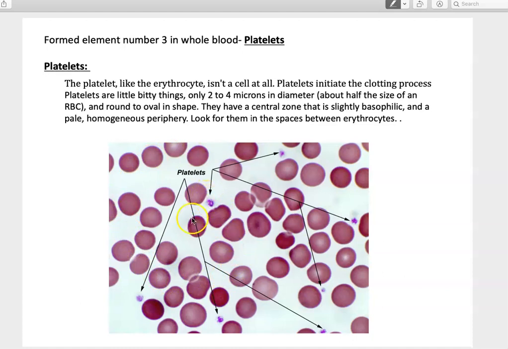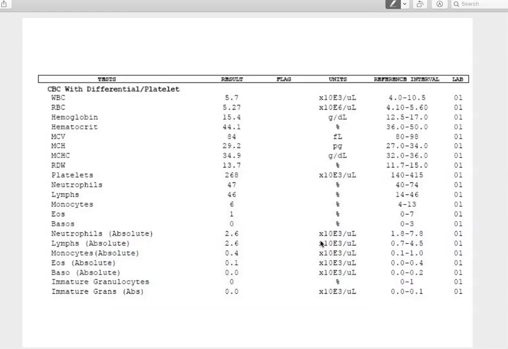So here they're showing you these little dots in the background. These are platelets. So here's our red blood cells, teeny weeny platelets. And they number in the hundreds of thousands. So I wanted to show you this. If you order a blood count on a patient, this is what you're going to get back from the lab. A CBC with differential and platelet counts. The differential is giving you the different white blood cells and their relative amount that you have.